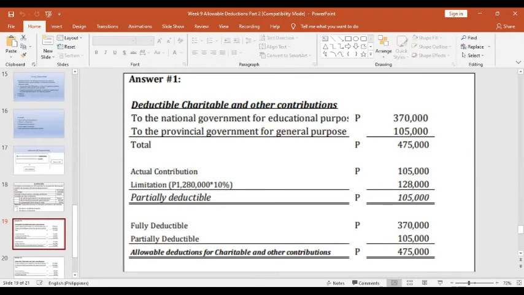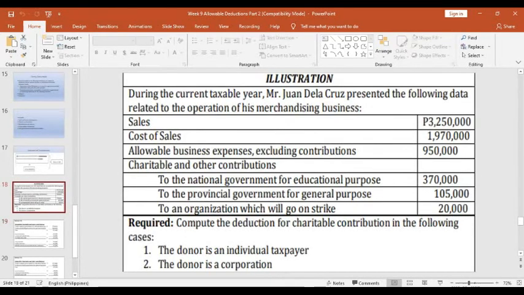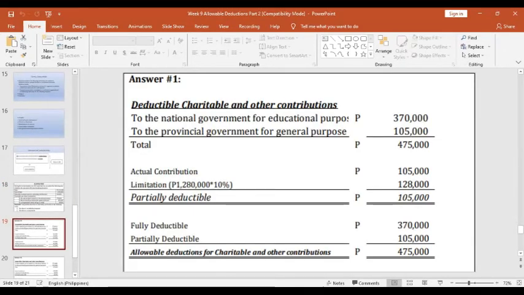So how is the 1,280,000 derived? It will be derived from the following income: the sales less the cost of sales, that is 1,280,000, which at 10% is 128,000. So our ruling there is that whichever is lower between the limitation or the actual contribution will be applied. Since the actual contribution of 105,000 is lower than the limitation, it will prevail. So the allowable deductions for charitable and other contributions is 475,000.